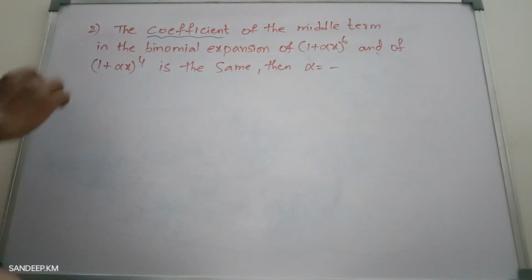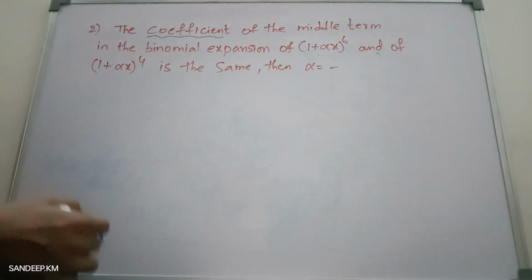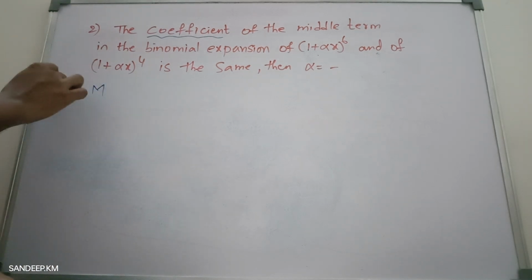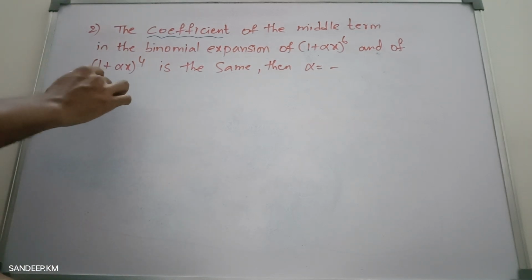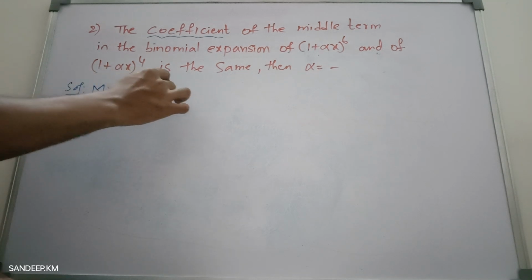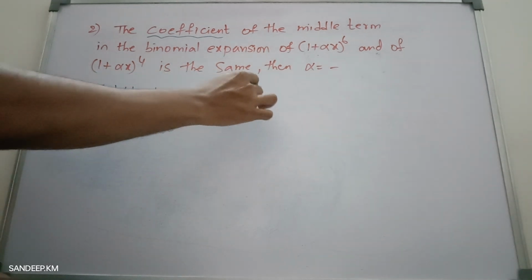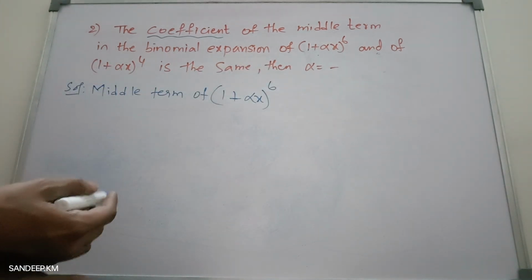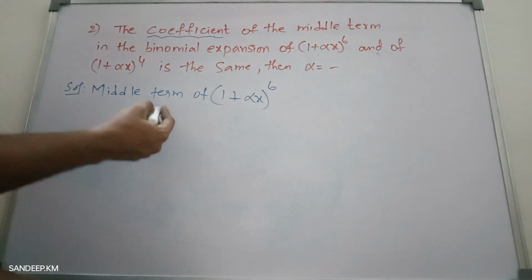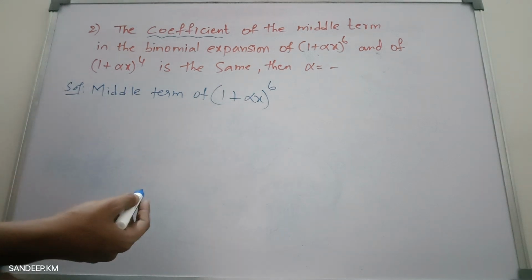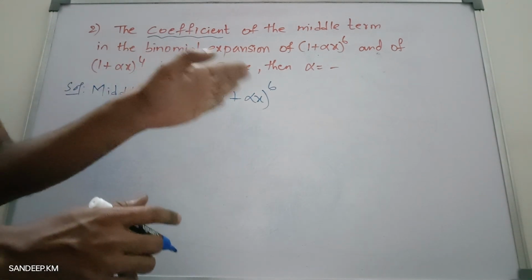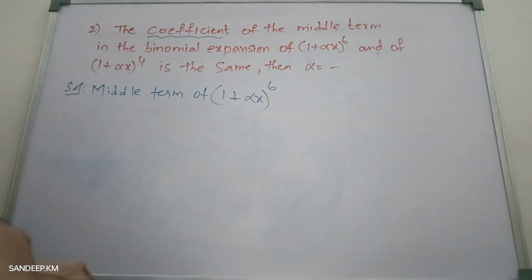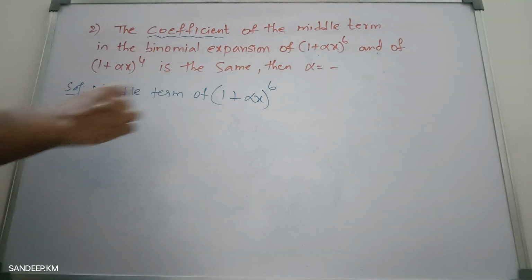Now first of all, let us find the middle term of (1 + alpha x) whole power 6. What is the middle term of (1 + alpha x) whole power 6? Since the index is even, the number of terms will be odd. The index is 6, the number of terms is 7. There is only one middle term now. Who is the middle term?